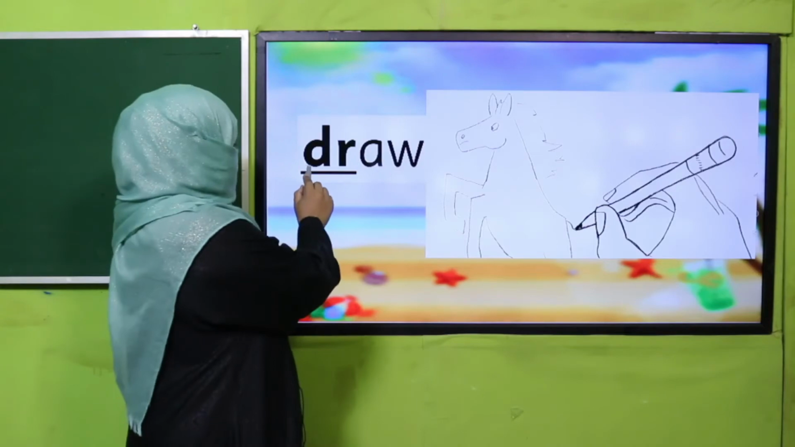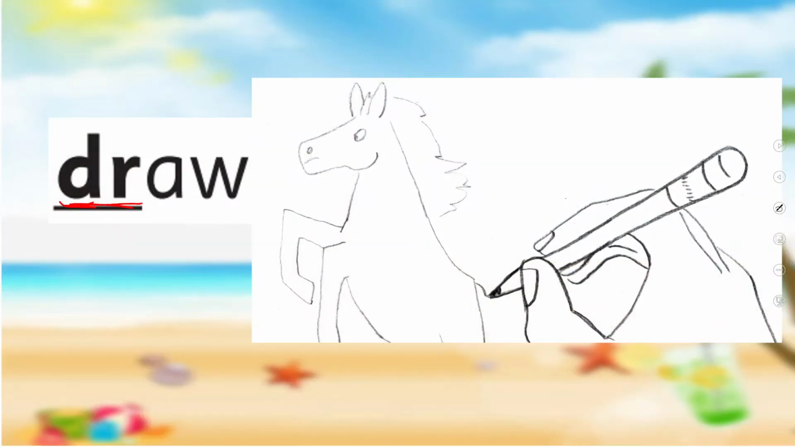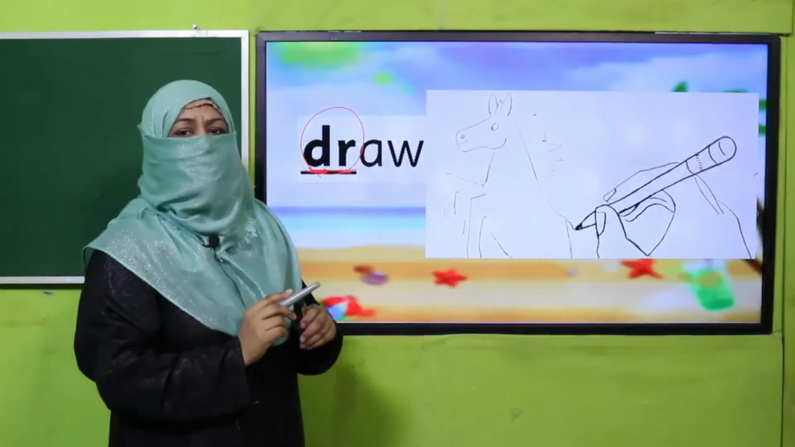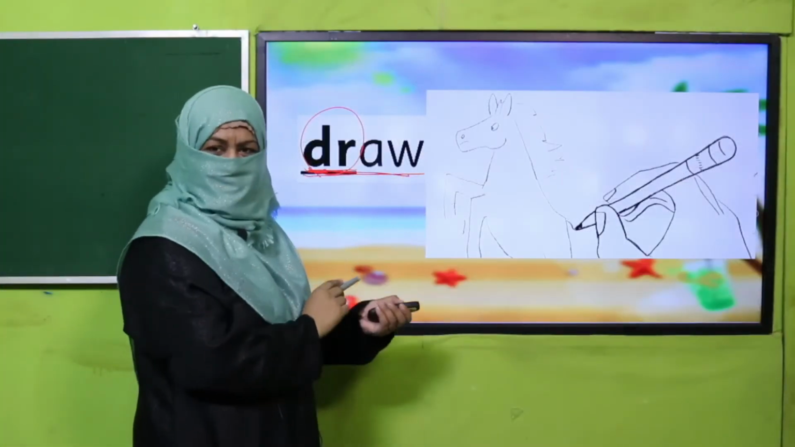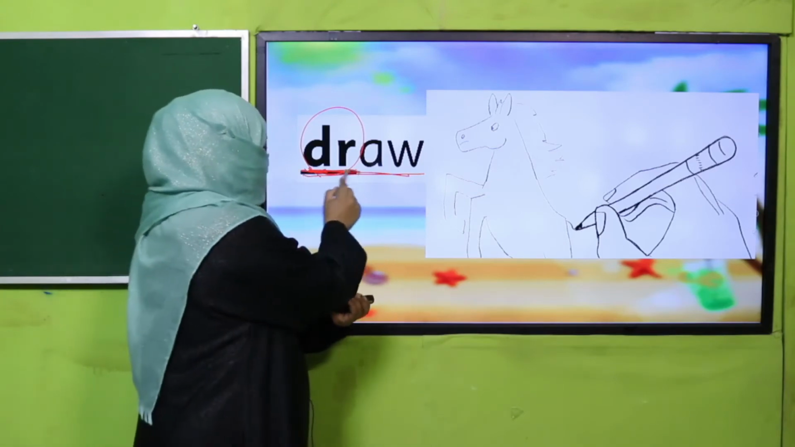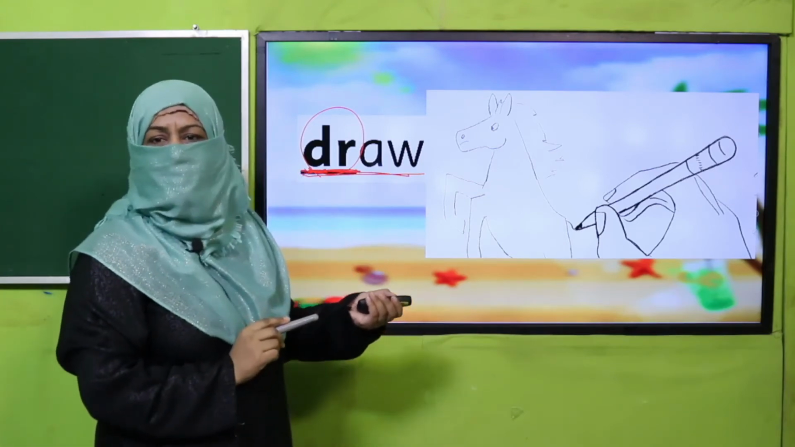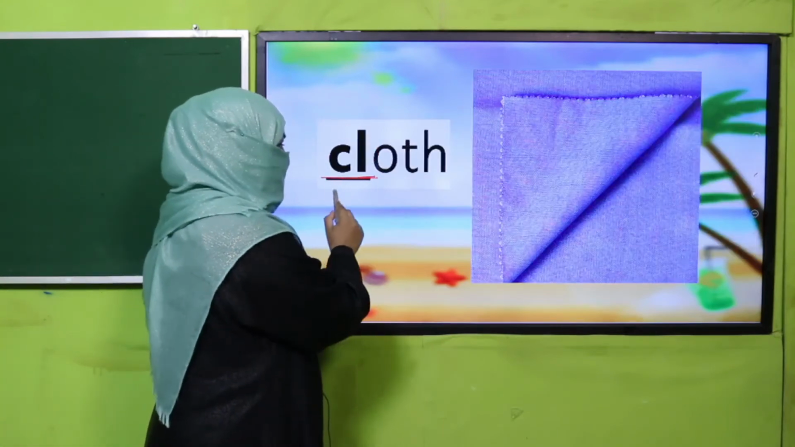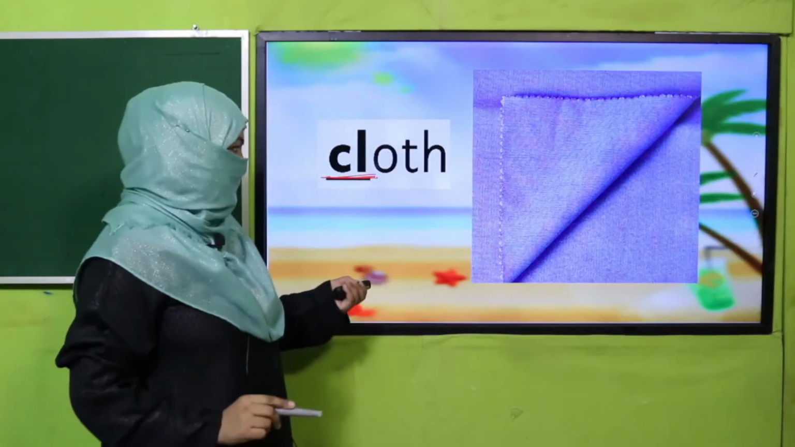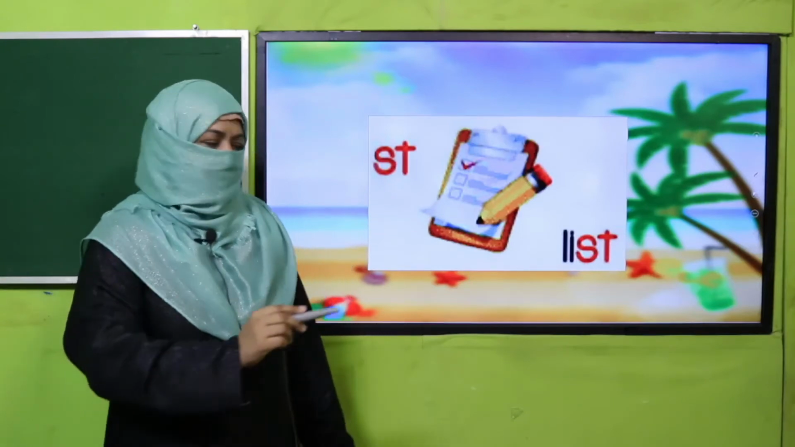Next, D and R, both are consonants? Yes, so it's a consonant cluster. And how do we say it? Draw, draw, draw, right? We have practiced it. Again, it is a consonant cluster at initial position. Next is cloth, cloth, cloth. Okay. Now look at this.